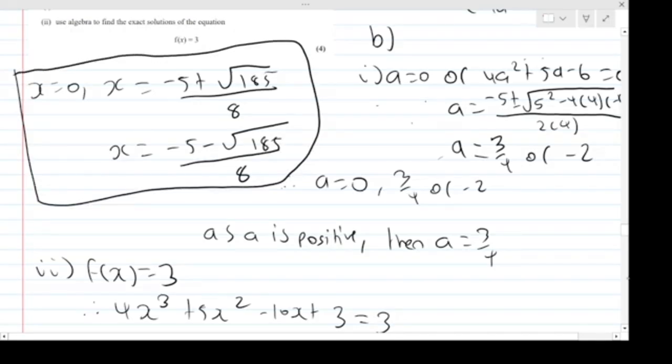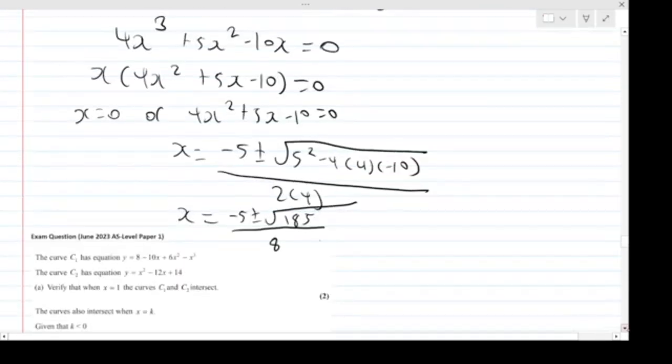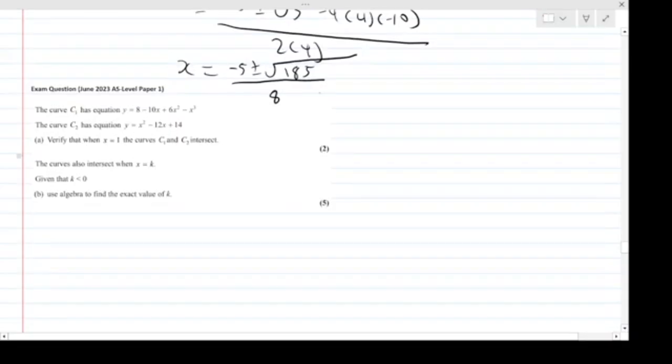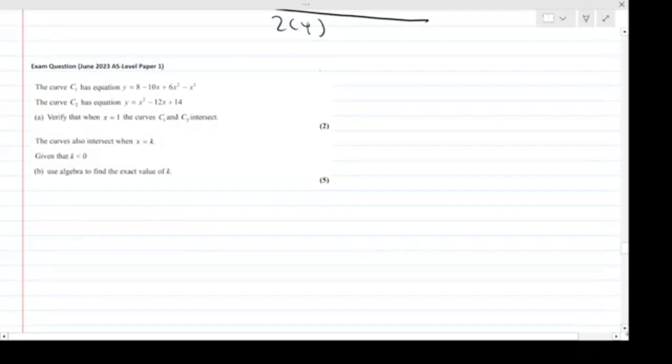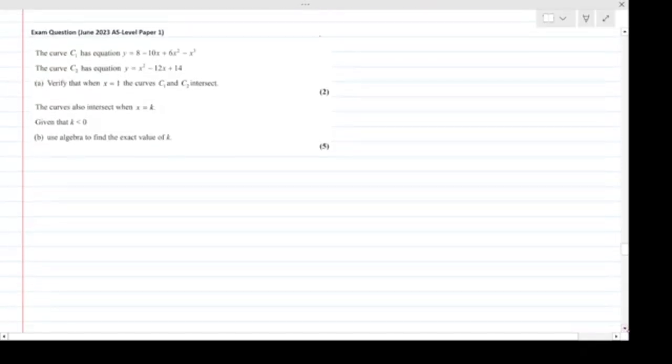Cool, okay, let's have a look at this exam question then. Let me get rid of this now. It's getting in the way of the question. Okay, so we have this question that says, the curve C1 has equation y is 8 minus 10x. Okay, they have 2 curves of these equations, right? I'm not going to say it out.